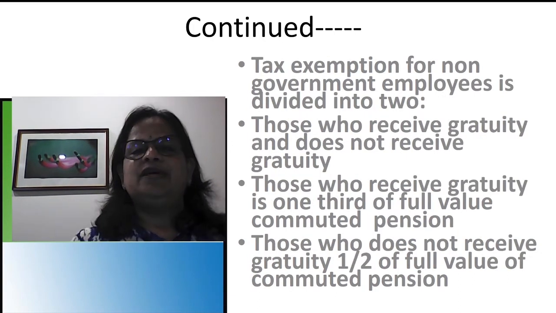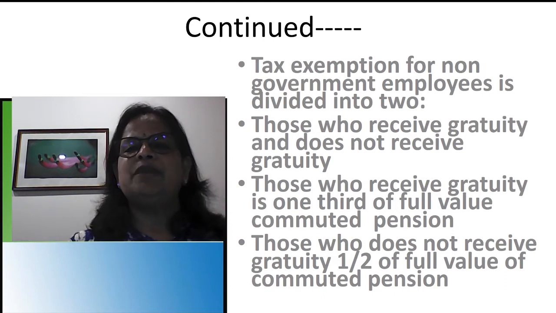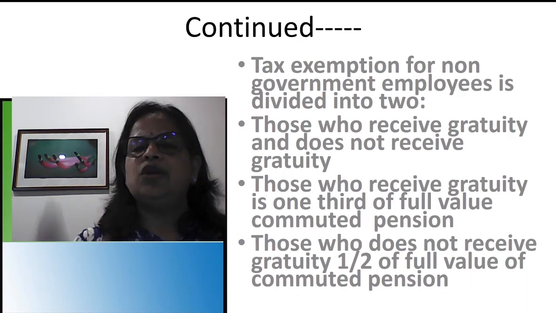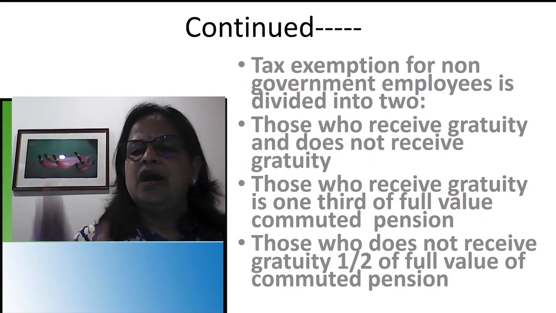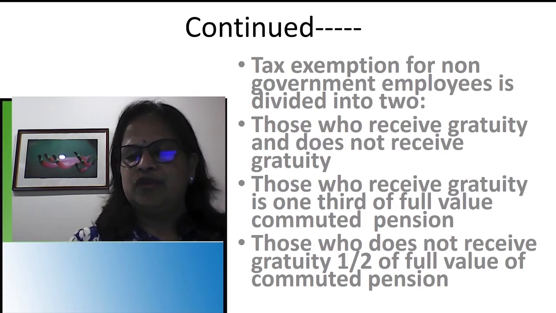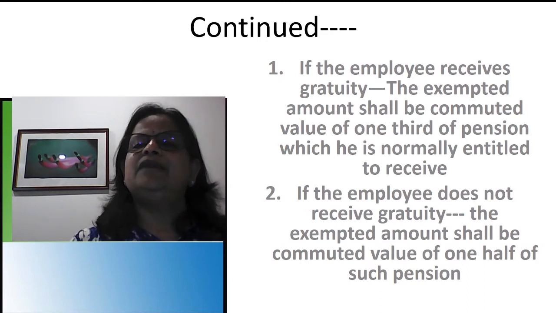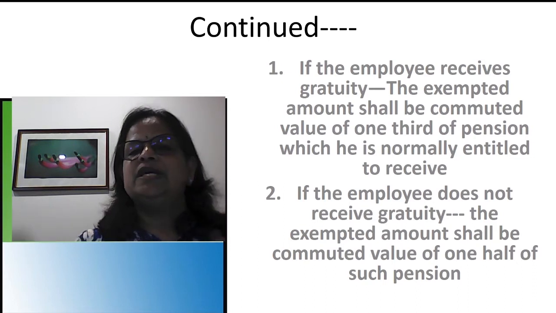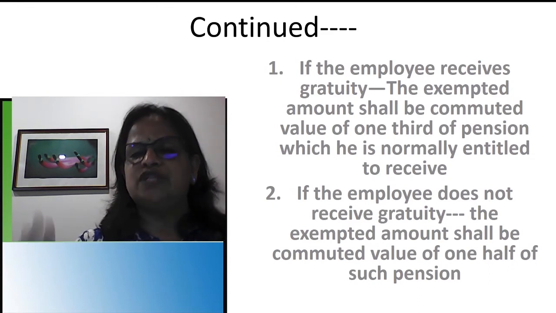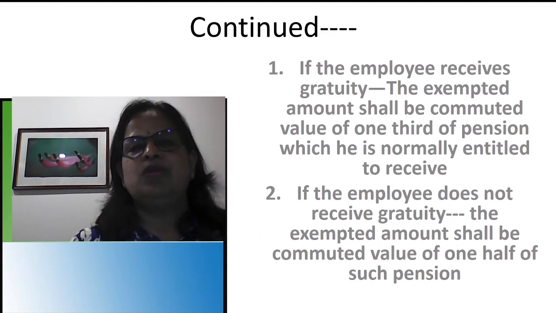Now, continuing with the computation, tax exemption for non-government employees is divided into two. In the introduction also I told you: those who receive gratuity and those who are not receiving gratuity. For those who receive gratuity, 1/3 of the full value of commuted pension will be exempted. For those who do not receive gratuity, half of the full value of commuted pension, that is 50%, will be exempted. Repeating this again, because this point is very important: if the employee receives gratuity, the exempted amount shall be the commuted value of 1/3 of the pension which he is normally entitled to receive. If the employee does not receive gratuity, the exempted amount shall be the commuted value of 1/2 of such pension. This is what we are going to learn with the help of problems.